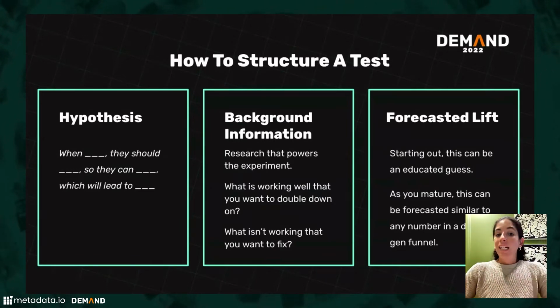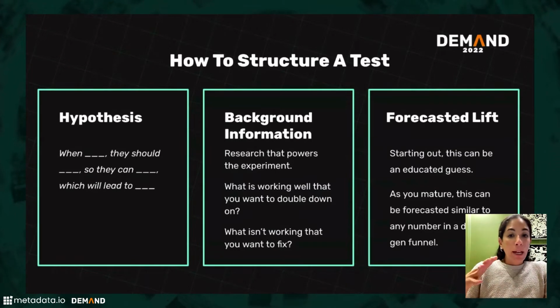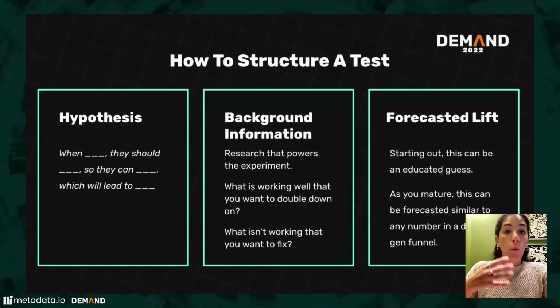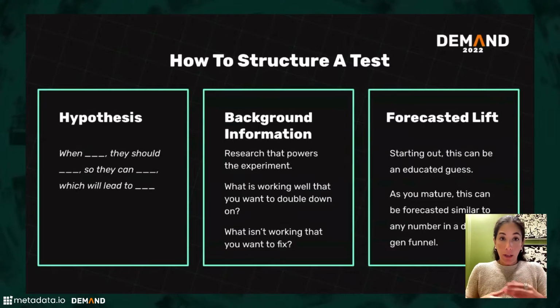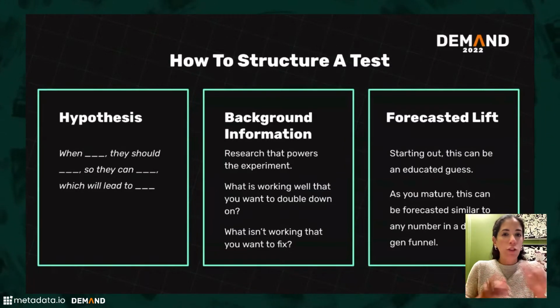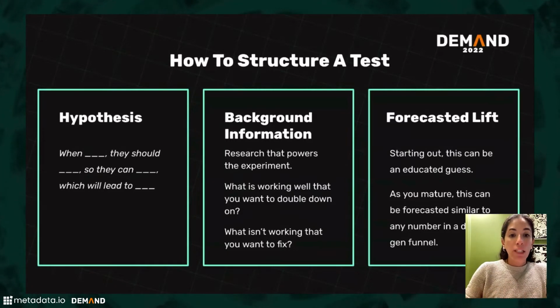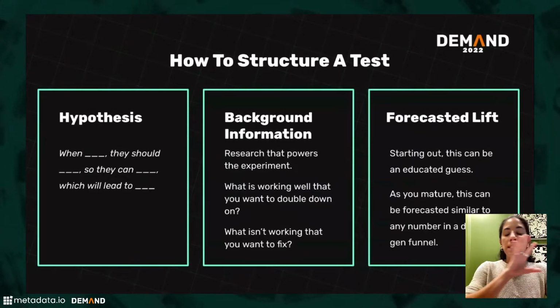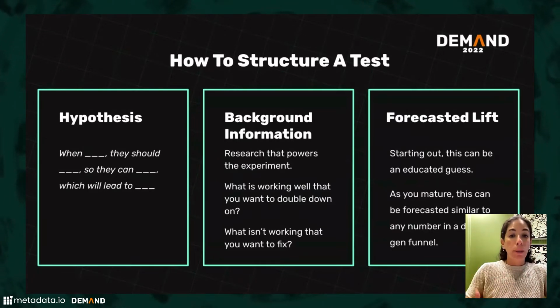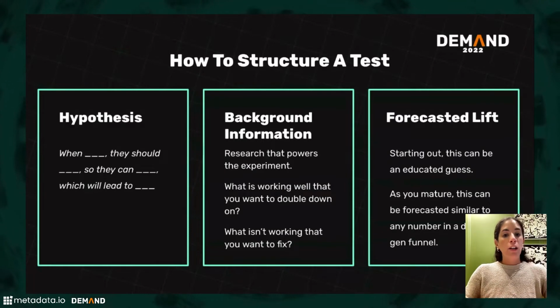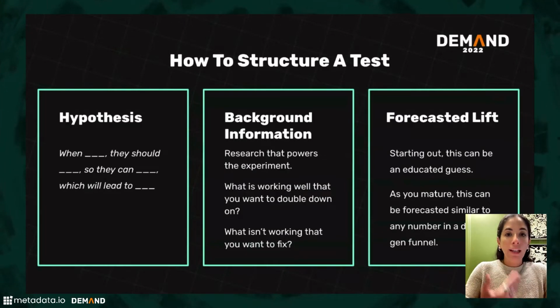What are you doing? I usually like to create a campaign brief or a project plan or a one-pager, however your marketing team likes to structure campaigns, and tweak the format a little bit to cover these three main pieces of your test: your hypothesis, the background information that powers that hypothesis, and your forecasted lift. This is a great, basically, executive summary that you can show to your boss or your boss's boss to tell them what you're testing, why you're testing it, and what results they can expect in a very simplified manner.